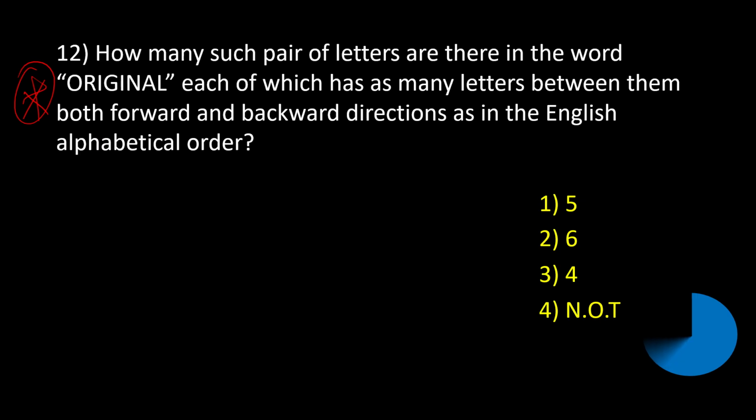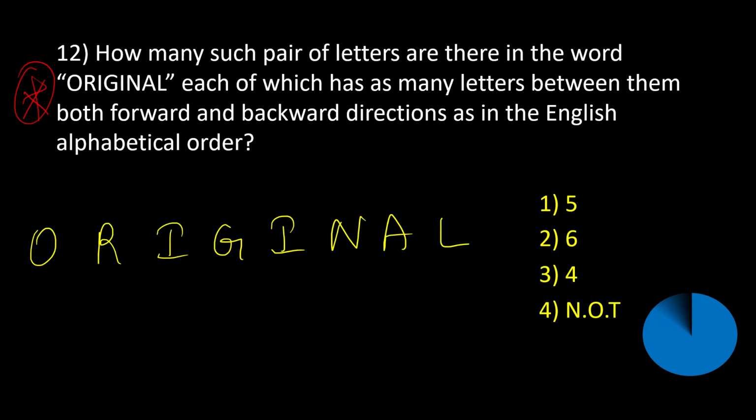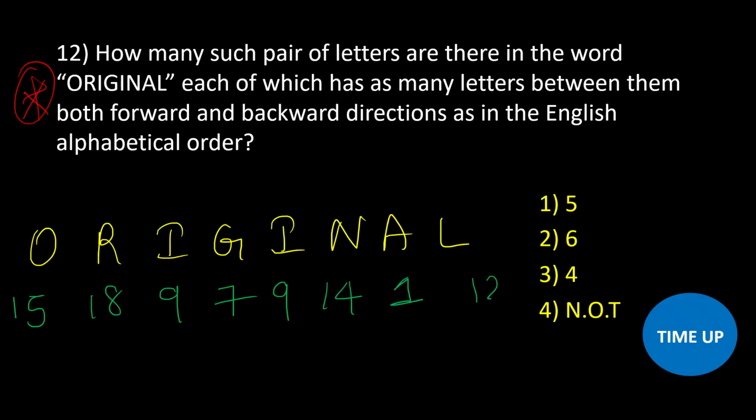So how to solve this? ORIGINAL is the word given to you, right? Write the positions of each letter. This is 15, this is 18, this is 9, this is 7, this is again 9, this is 14, 1 and 12. Now what you need to do? Check in both forward and backward directions if they are in English alphabetical order.